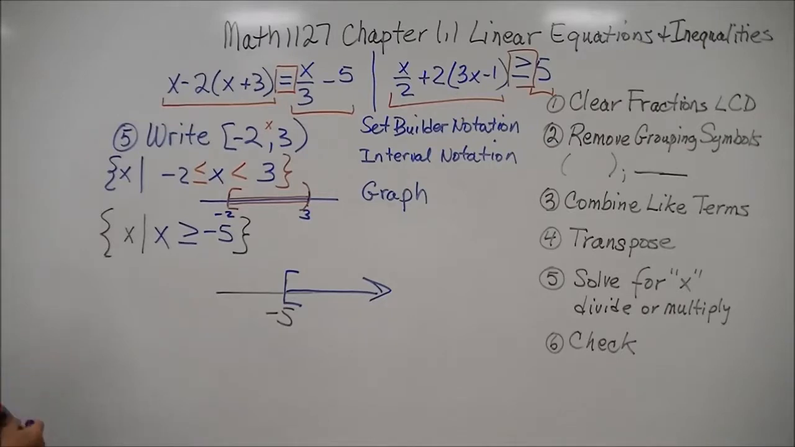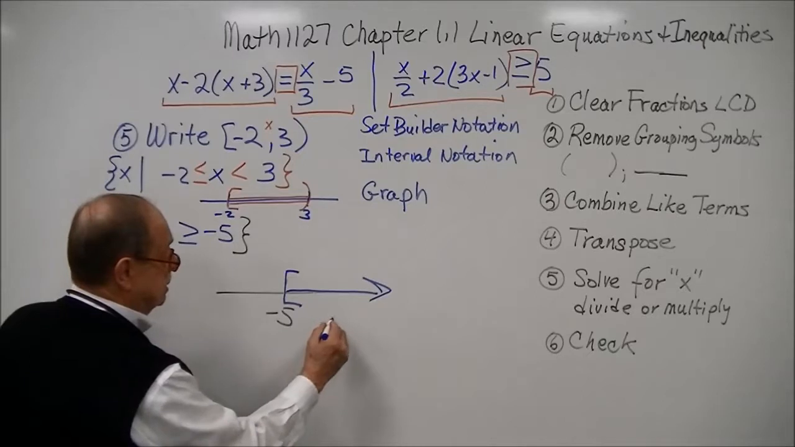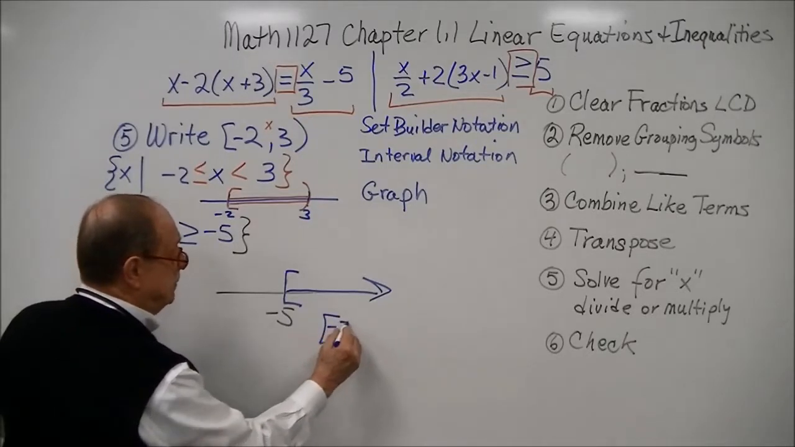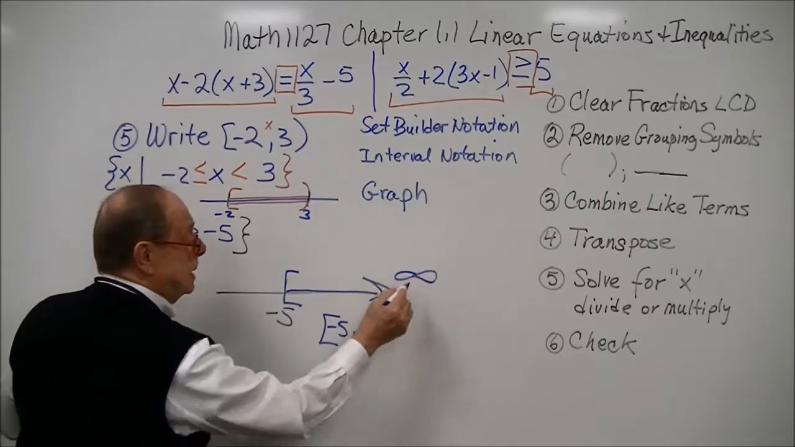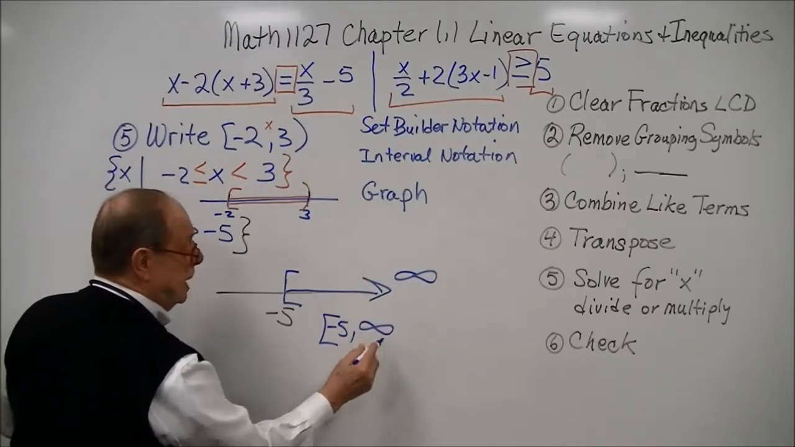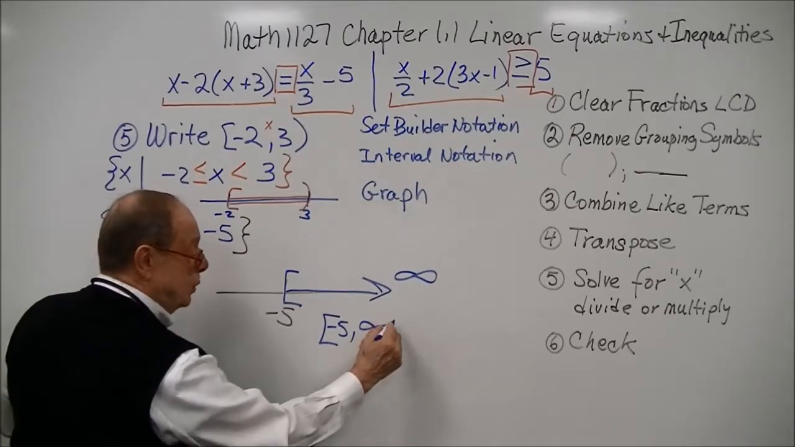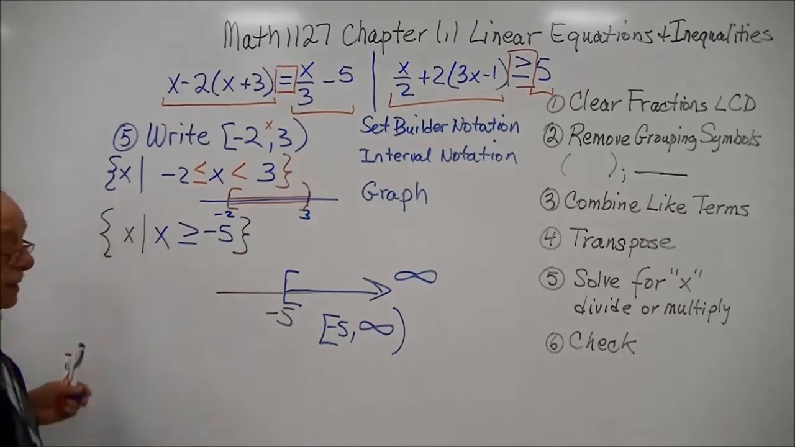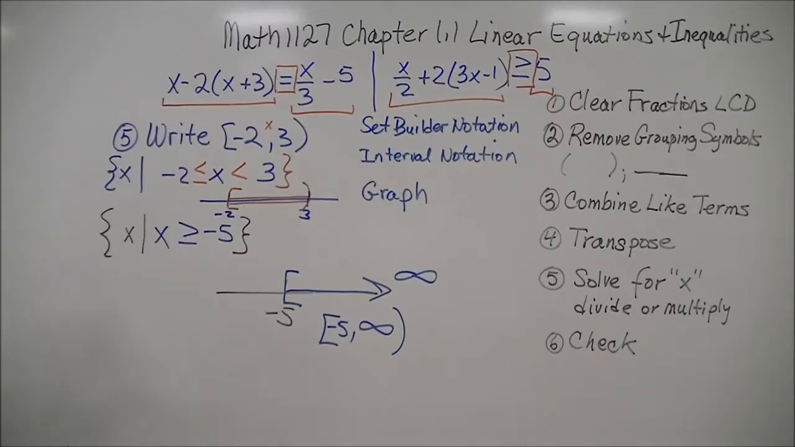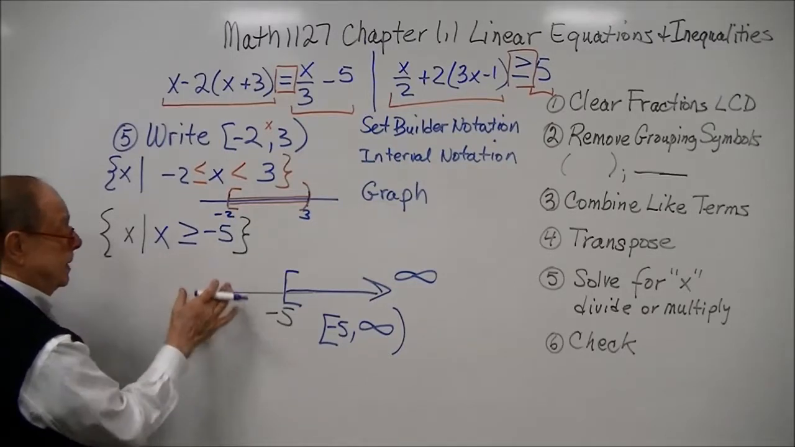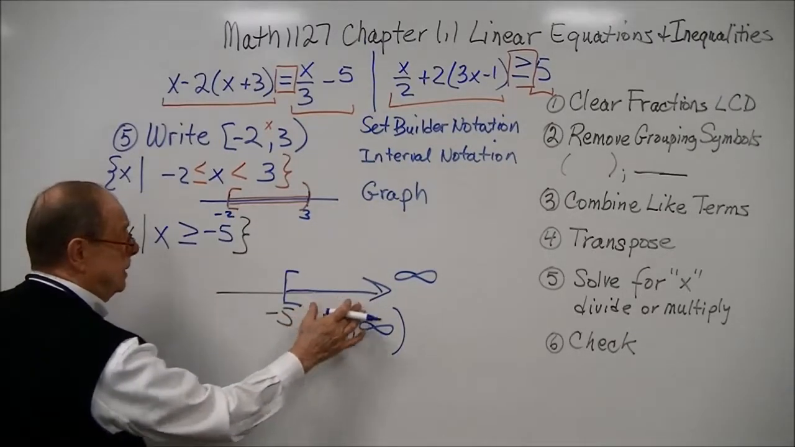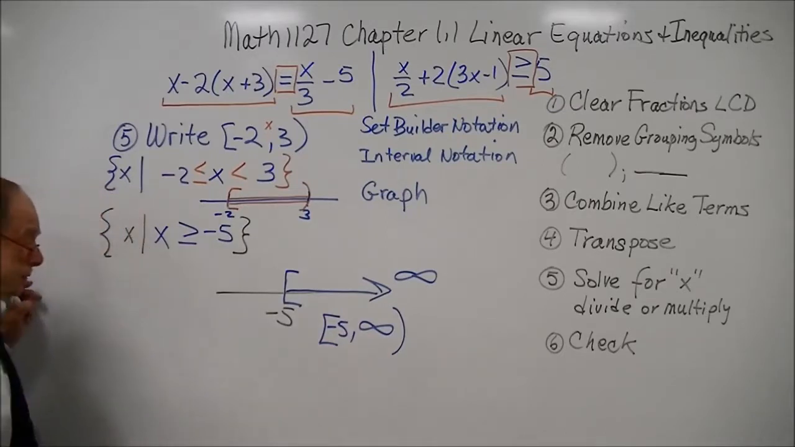Now, how do we put that in interval notation? Well, it's going to start here. So a bracket at -5, comma. And where is it going? What's out here? Infinity. And with infinity, we don't end it with a bracket, we indicate it with a parenthesis. So there's the set builder notation, the original equation, there's the graph, and there's interval notation.